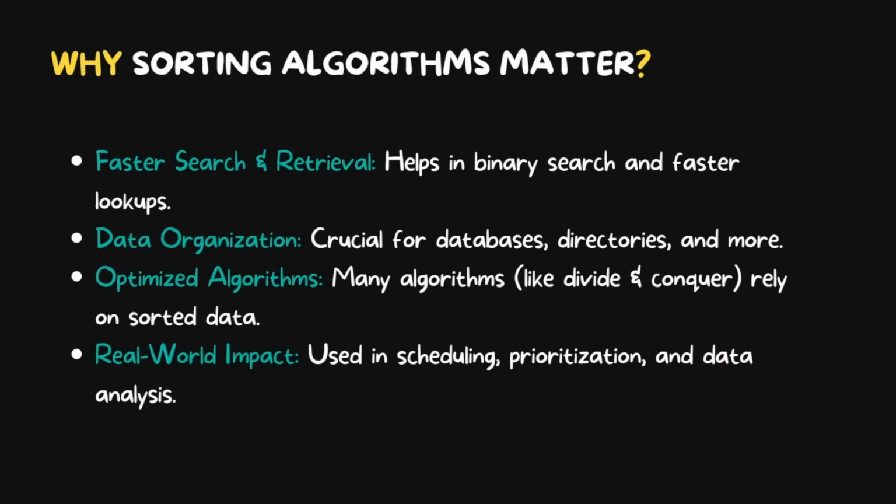Sorting algorithms are more than just theoretical concepts. They have real world impacts. Let's see why they are so crucial. Faster search and retrieval: sorted data can be searched much faster, especially with algorithms like binary search. Data organization: sorting makes it easier to handle larger datasets, like organizing files in directories or arranging names in alphabetical order. Optimized algorithms: many algorithms, like those in the divide and conquer category, rely on sorted data to work effectively.